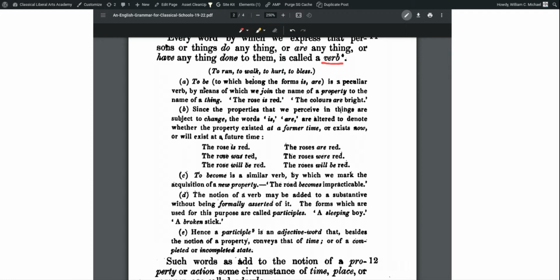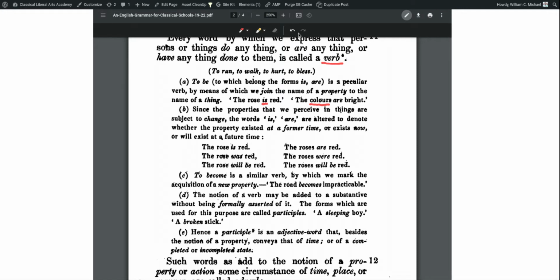Then we have some notes here. To be is a peculiar verb by means of which we join the name of a property to the name of a thing. The rose is red. Red is the property, and rose is the name of the thing or the object. The rose is red. Because we're speaking about the property of the rose, it's better to call the rose the subject, because we're talking about the rose. The rose is red.